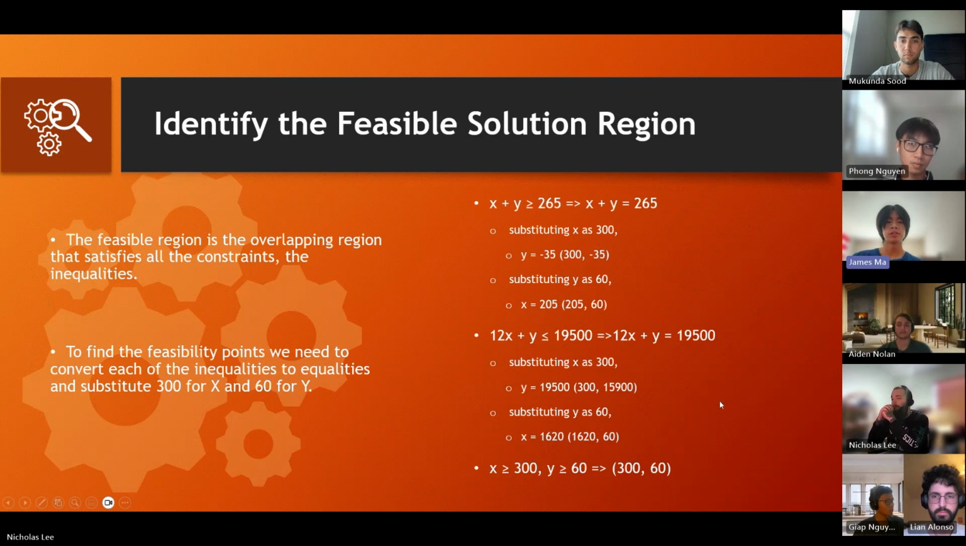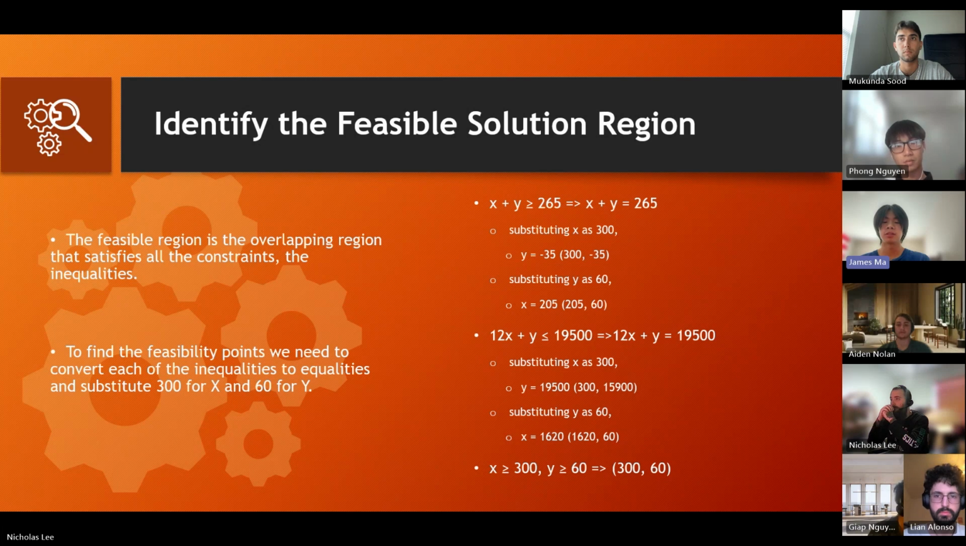So the feasible region is the area between all the different lines and their inequalities that satisfies all the constraints. And then the neat thing about the feasible region is that at each of the vertices, we can find the maximum and the minimum of the constraint. So we use the previous constraints and we substitute to find where they intersect.